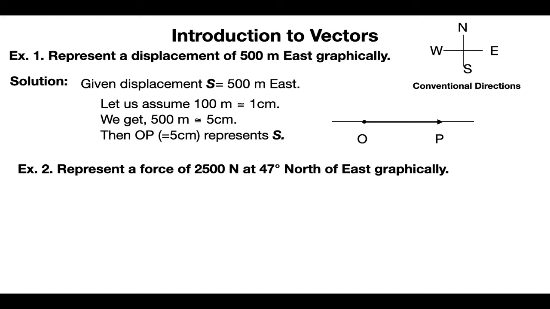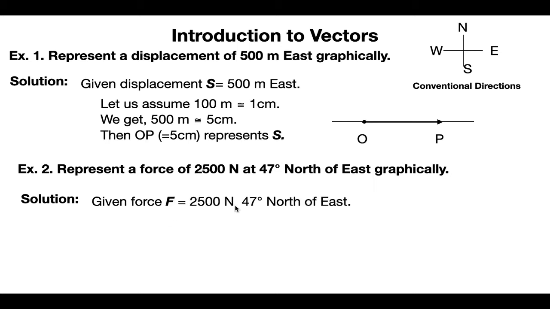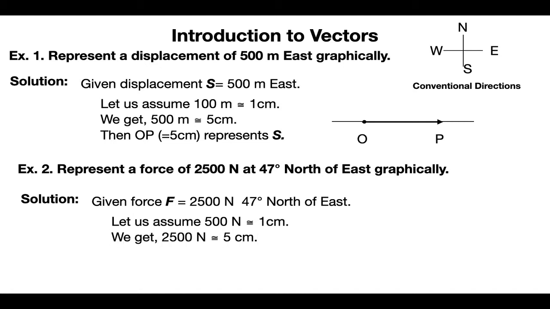Another example, represent a force of 2500 Newton at 47 degree north of east graphically. Again, choose a suitable scale. You are given the force F as 2500 Newton, 47 degree north of east. Let's assume that 500 Newton is represented by 1 centimeter, then 2500 Newton will be represented by 5 centimeter.